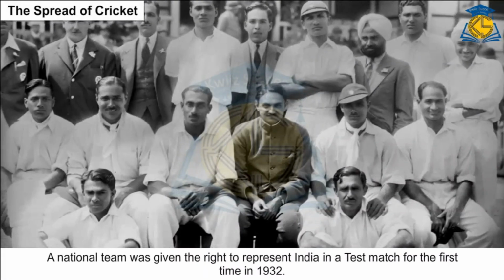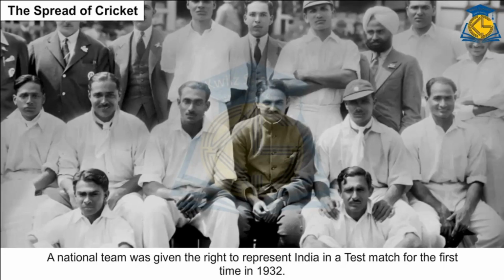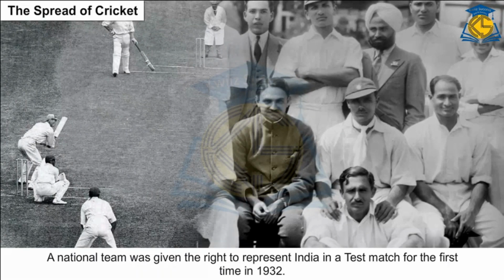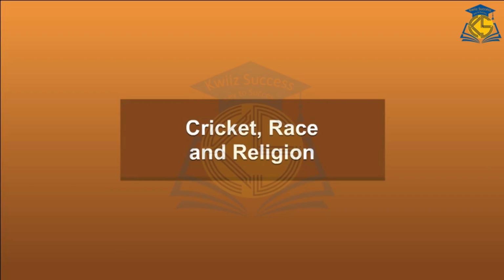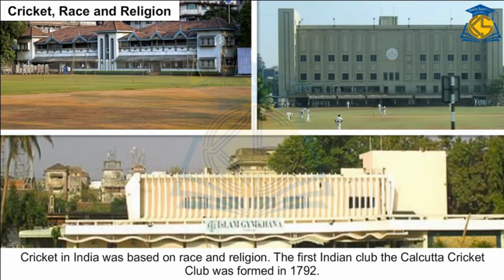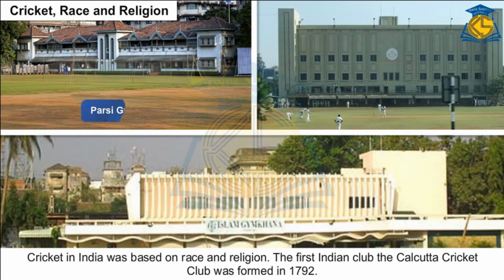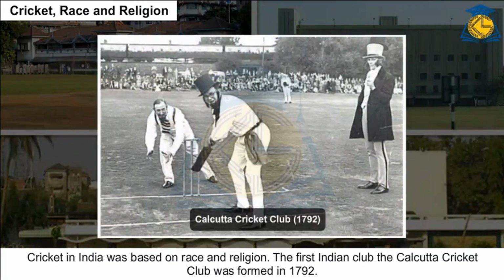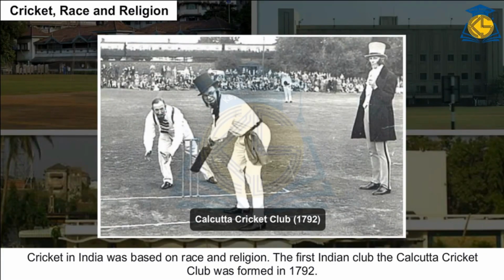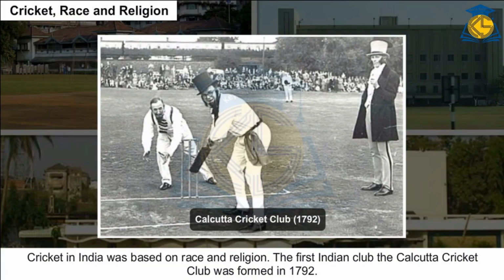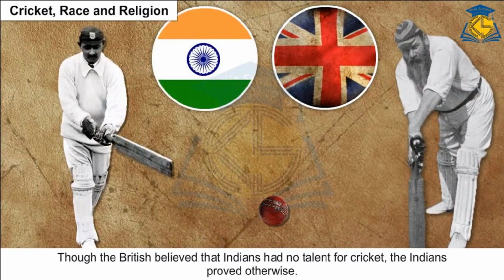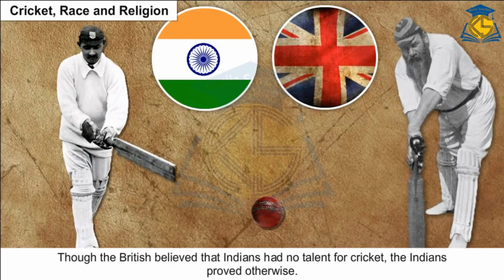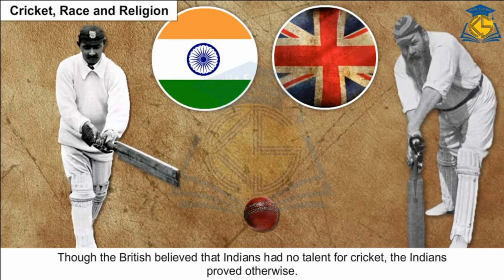A national team was given the right to represent India in a Test match for the first time in 1932. Cricket, race, and religion. Cricket in India was based on race and religion. The first Indian club, the Calcutta Cricket Club, was formed in 1792. Though the British believed that Indians had no talent for cricket, the Indians proved otherwise.